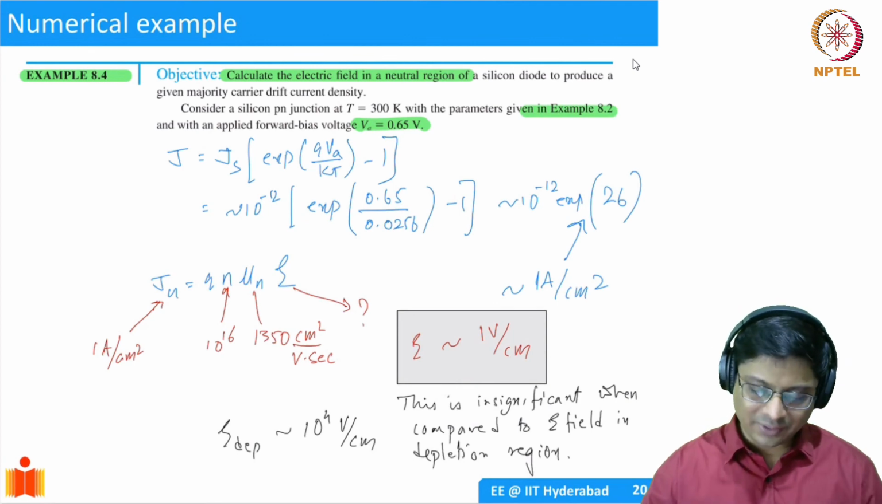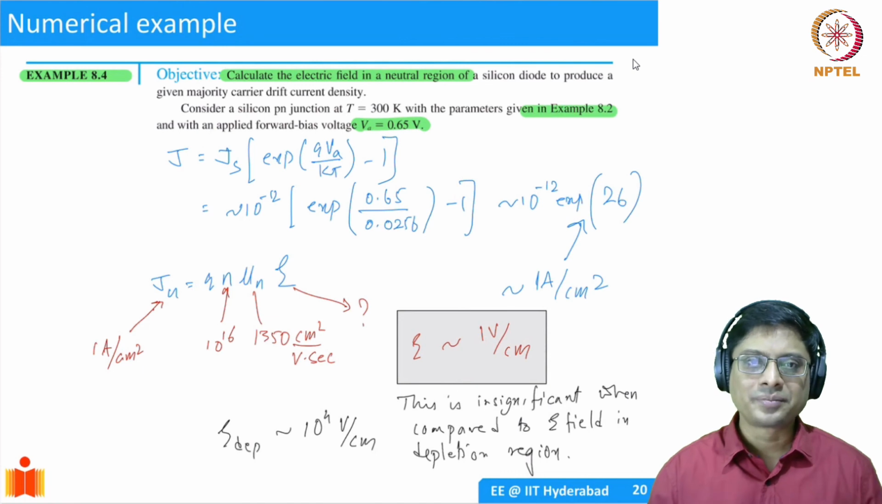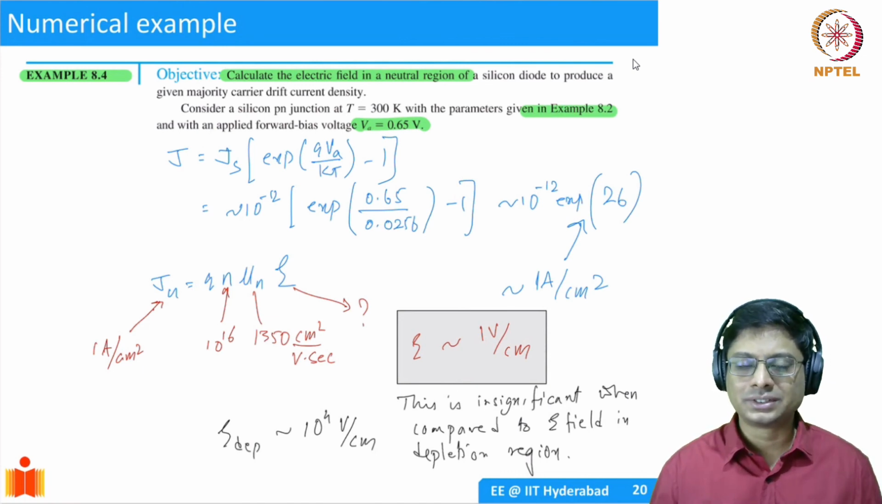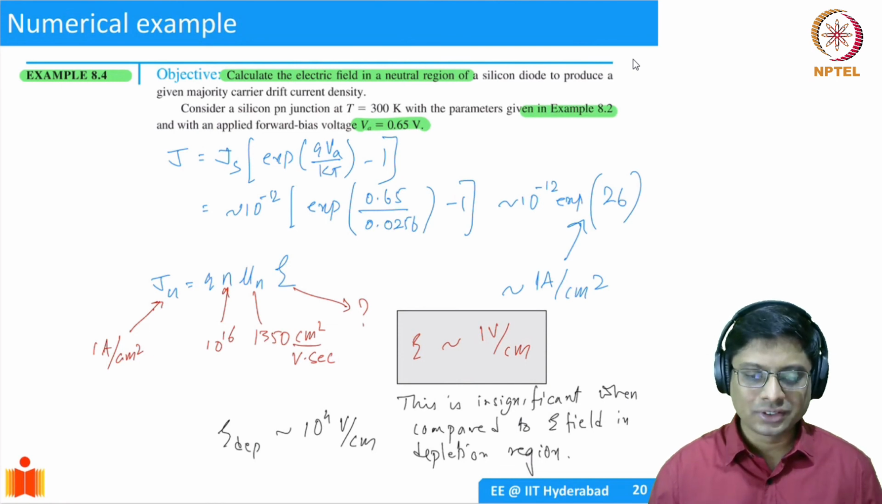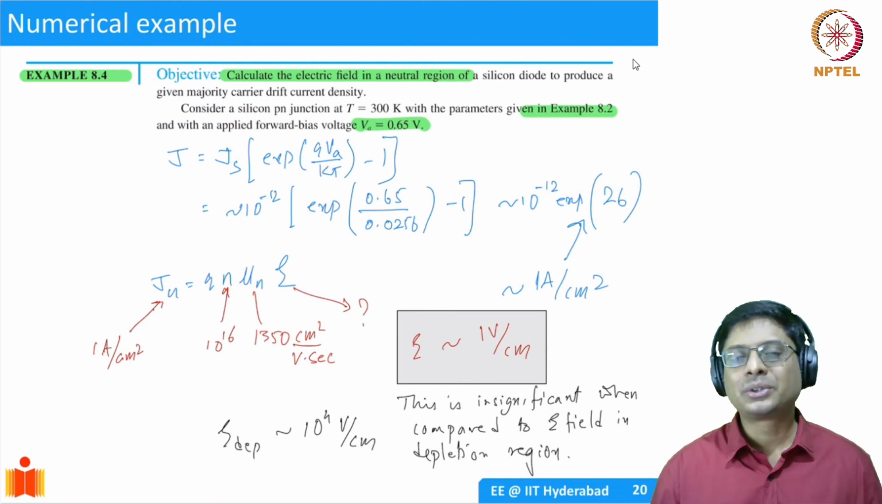Okay. So with that, I would like to stop this discussion on the reverse saturation current. In the next lecture, we will talk about capacitance, how the depletion capacitance changes. So we'll see that there is a certain depletion capacitance associated with a PN junction. And then we'll also talk about a few non-idealities in a PN junction device.